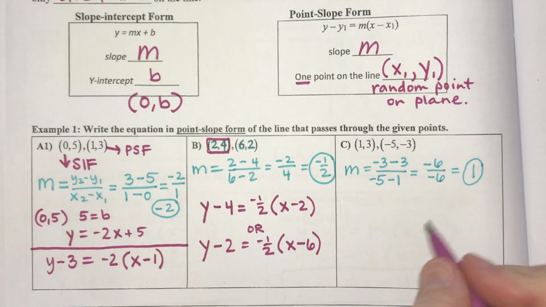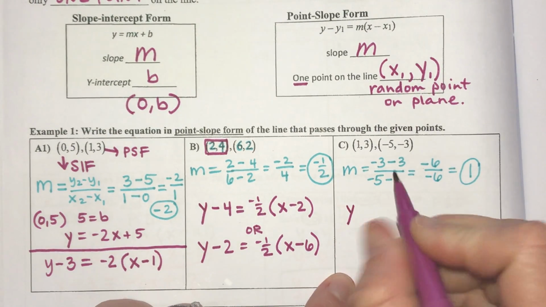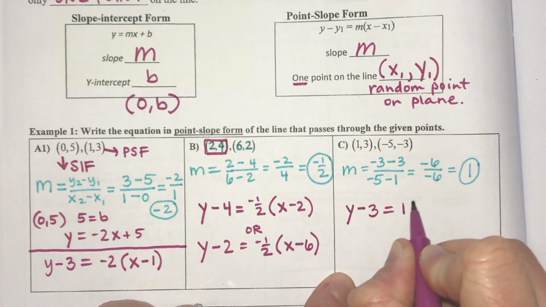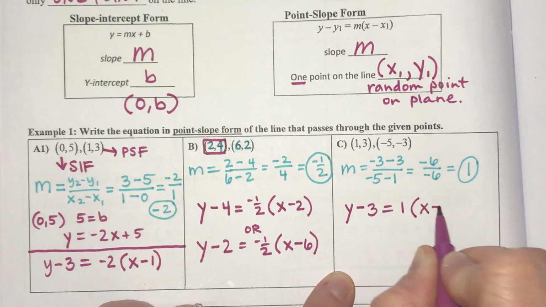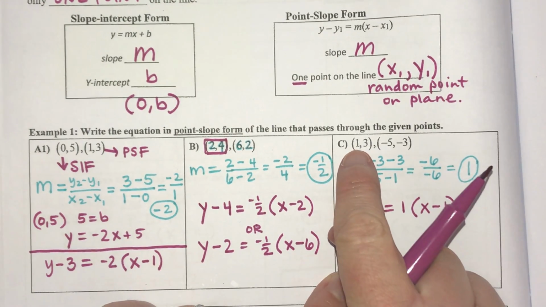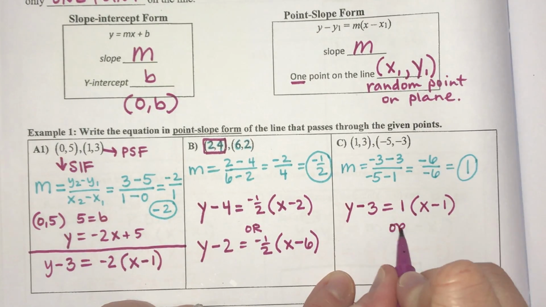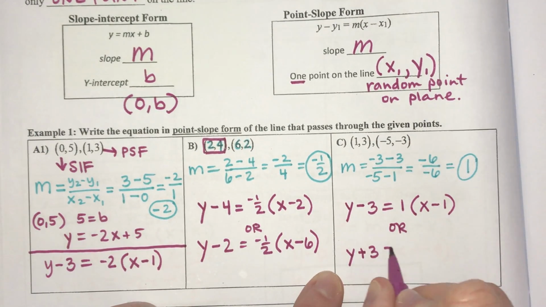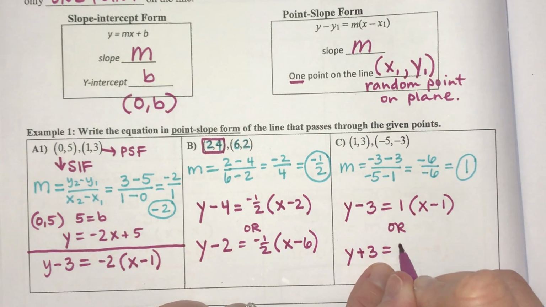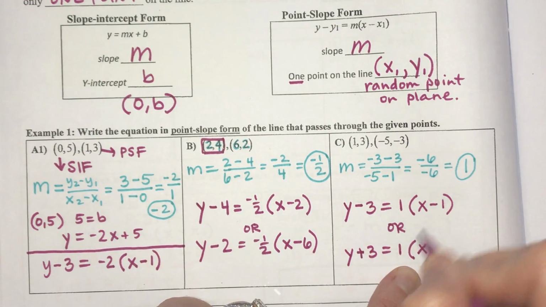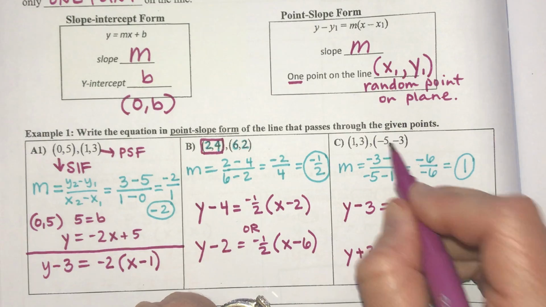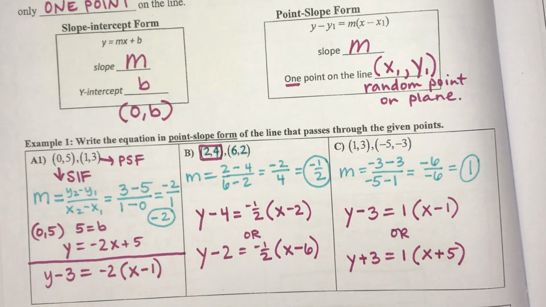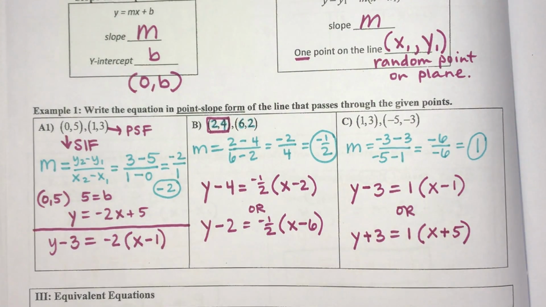Again, you really only need to pick one, but these would be the 2 functions that are possible. Y minus a y value of 3 equal to my slope of 1, and then x minus my value of my x coordinate here, 1, or y minus -3, and minus a negative is going to make that a positive, and then 1, and then in parentheses, because my slope was 1, that goes there, x minus -5, minus a negative is going to turn that to a plus. And so those would be your 2 functions for point slope.